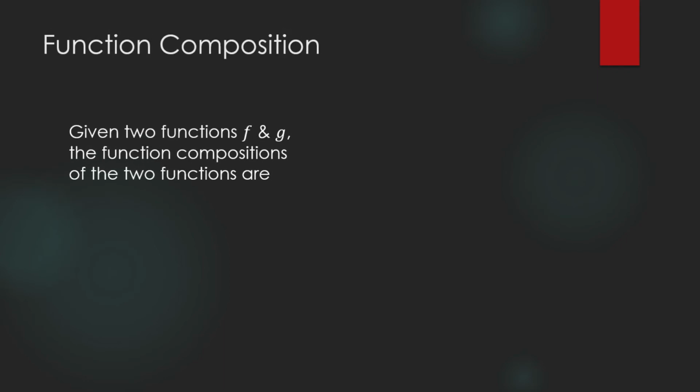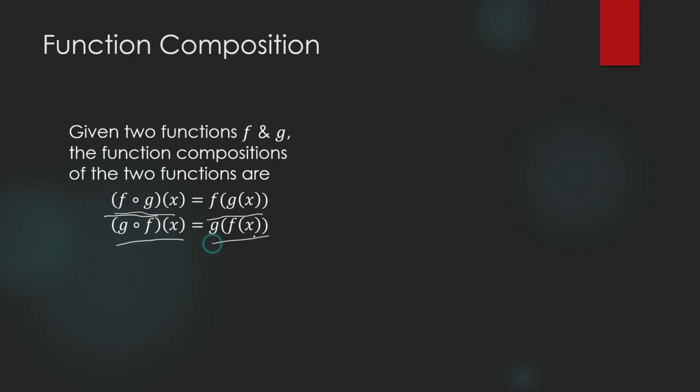Function composition. Given two functions f and g, the composition of the two functions, as I recall it when I was a student, my professor reads this as f circle g of x. And we understand it to be function composition. So f circle g of x is f of g of x. G circle f of x is g of f of x.